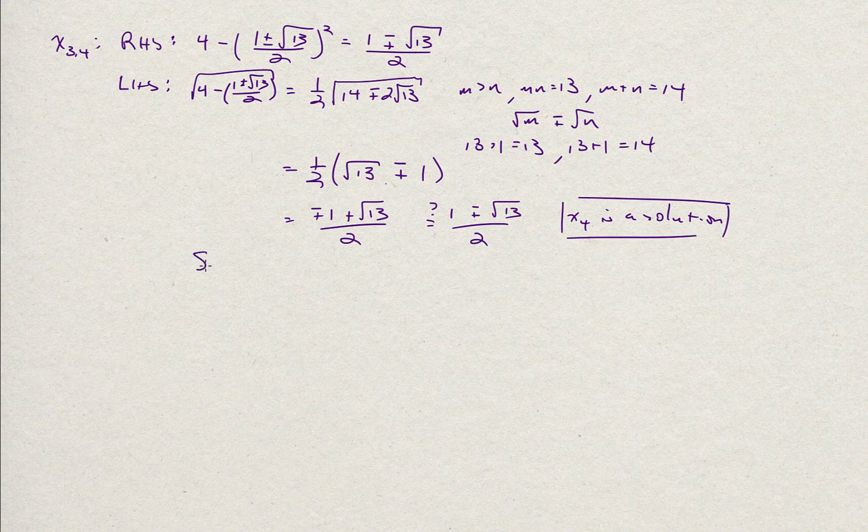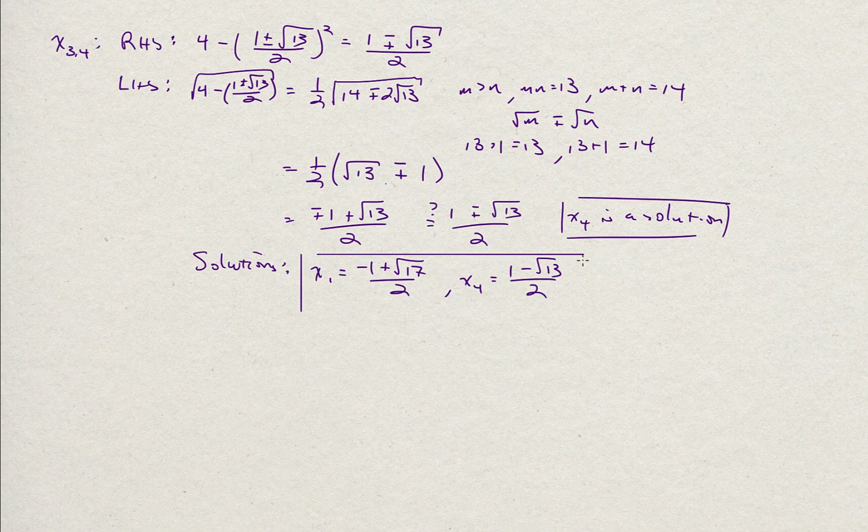So just to reiterate, our only two solutions are x1, which is (-1 + square root of 17) over 2, and x4, which is (1 - square root of 13) over 2. That's it.